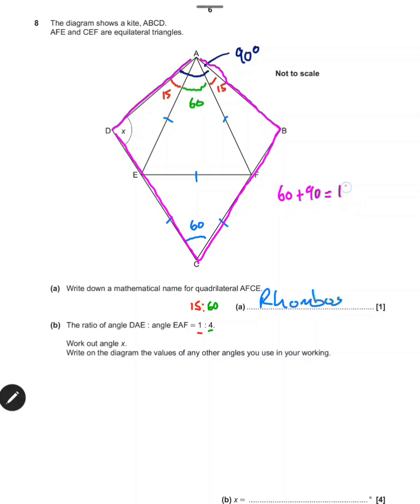That equals 150. For a kite, these two angles must be the same. And because this is a four-sided shape, they all add up to 360. So I'm going to do 360 take away this 150, which is 210. And then because there's two of these angles and they're both the same, I'm going to do 210 divided by 2, and that is 105.